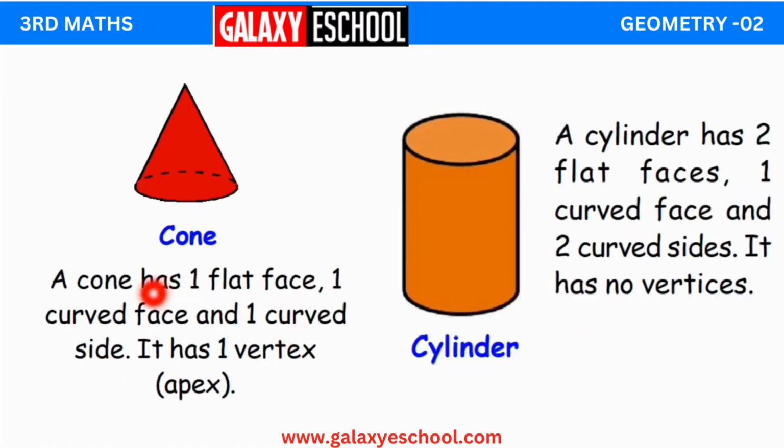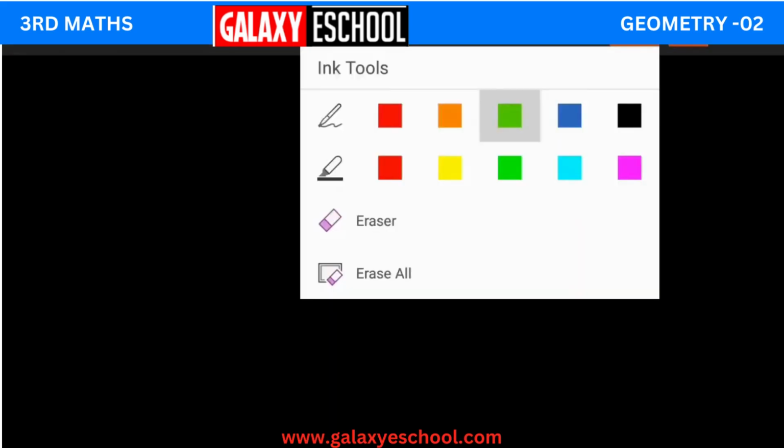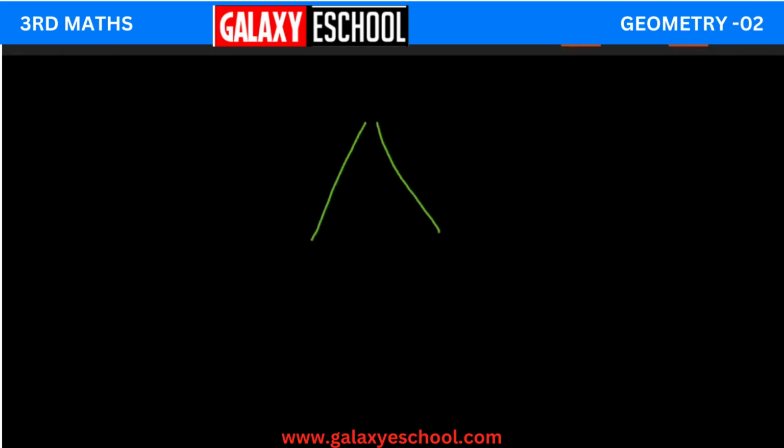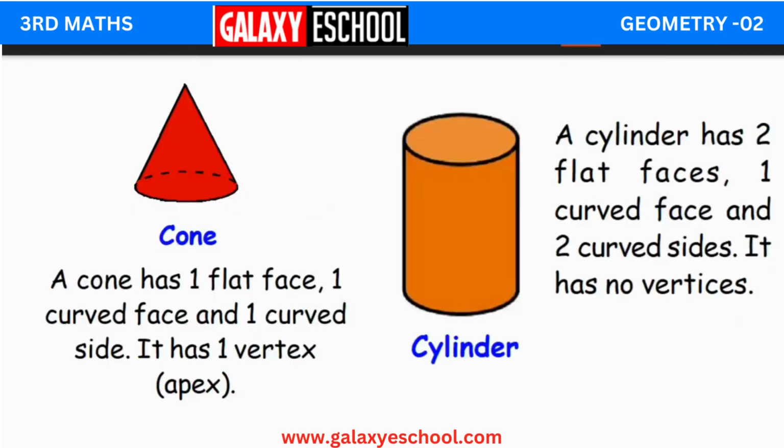Coming to cone. Now cone has one flat face, one curved face, and one curved side. It has one vertex, that is the apex. Children, let us use the diagram that has already been given here. If you take our ice cream cone, it is having two faces.